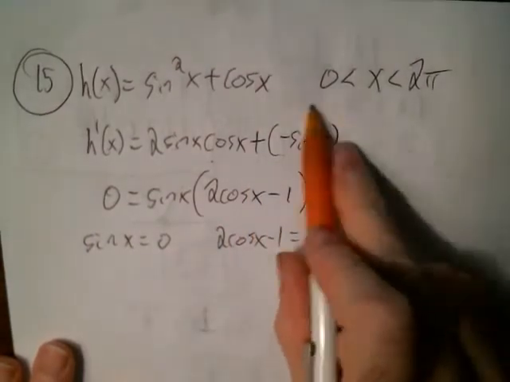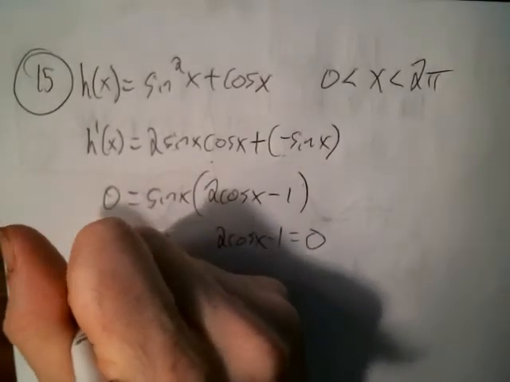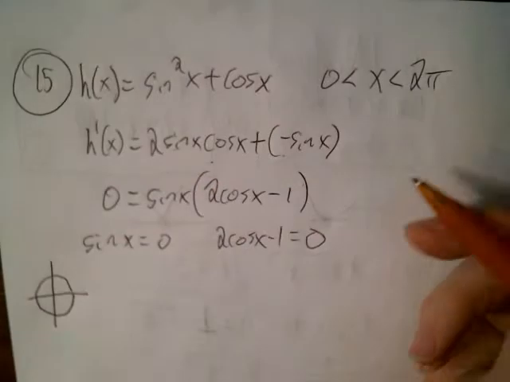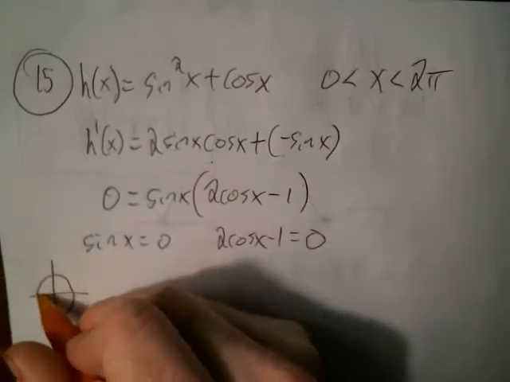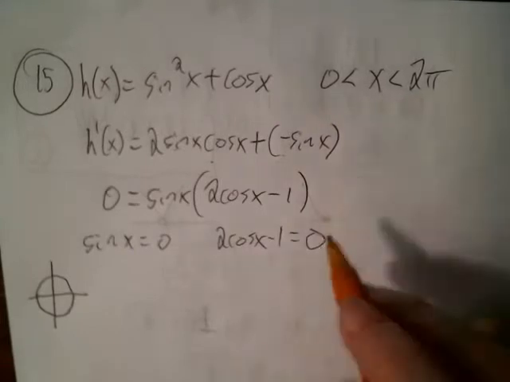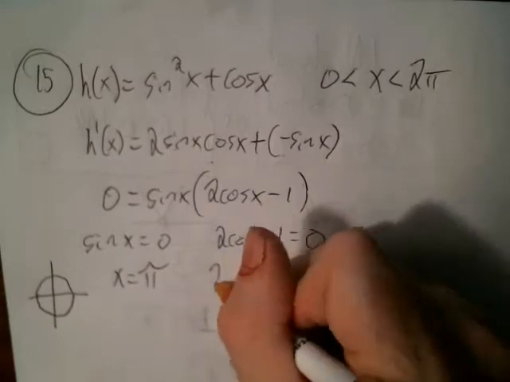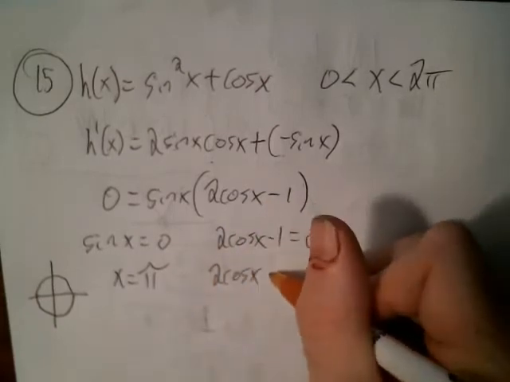And solve on the specified domain. So I'm going to do my unit circle here. Sine is 0 at 0, pi, 2 pi, etc. We're not including 0 or 2 pi, so just at pi. X is equal to pi. That's one critical number. And then here, 2 cosine x.